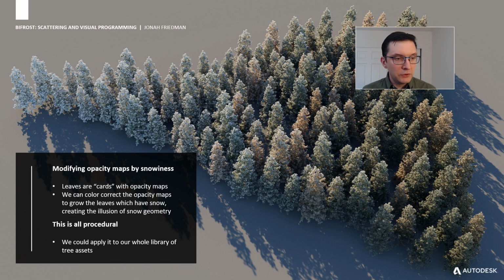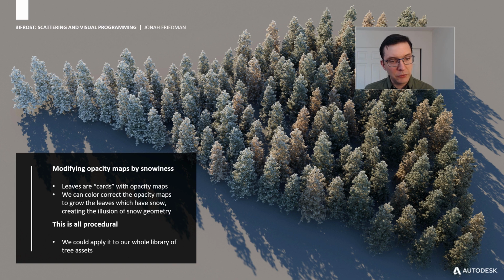And here is another view of the trees. So these trees have leaves that are kind of cards with opacity maps. And we can color correct the opacity map to grow the leaves that have snow, which creates the illusion that the leaves that have snow are bigger than the ones that don't. So it's like a hunk of snow sitting on top of the leaf.